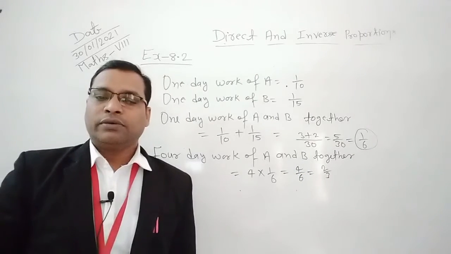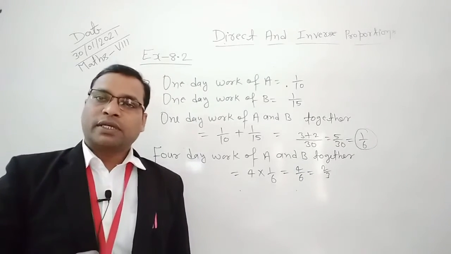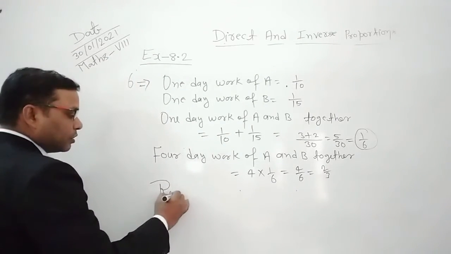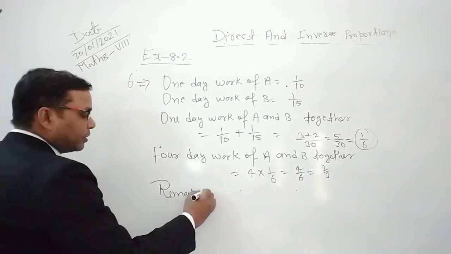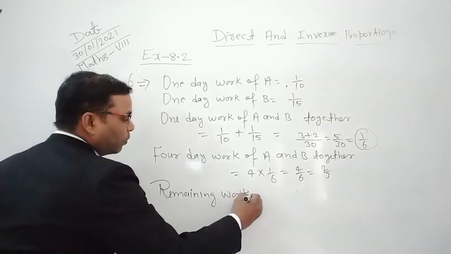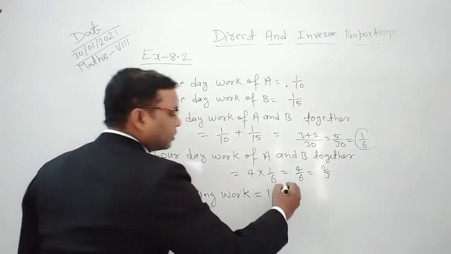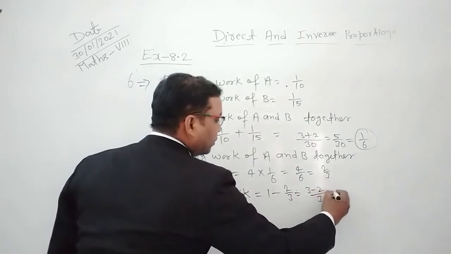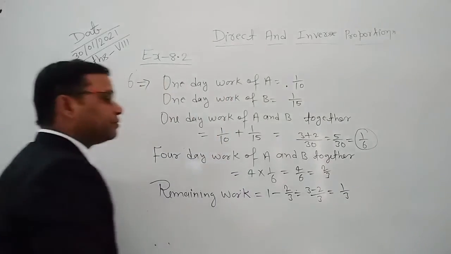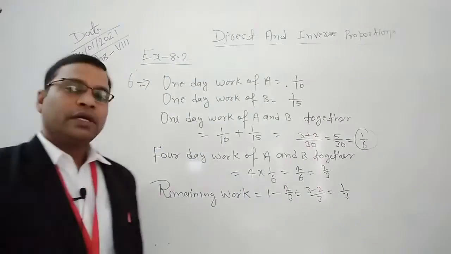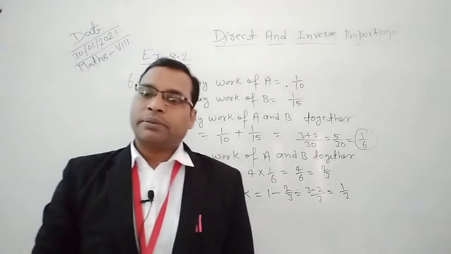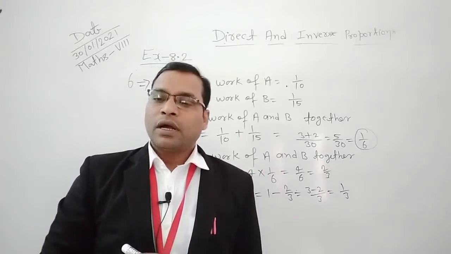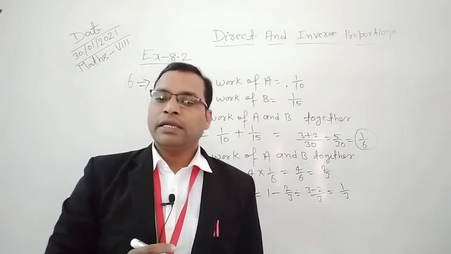This is clear? Now, what is the remaining work after completing 4 days? So you will write: remaining work is equal to 1 minus 2 by 3. This is equal to 3 by 3 minus 2 by 3, which is 1 upon 3. 1 upon 3 is the remaining work, because A left the work after 4 days. So the question asks us, in how many days can we finish the remaining work?